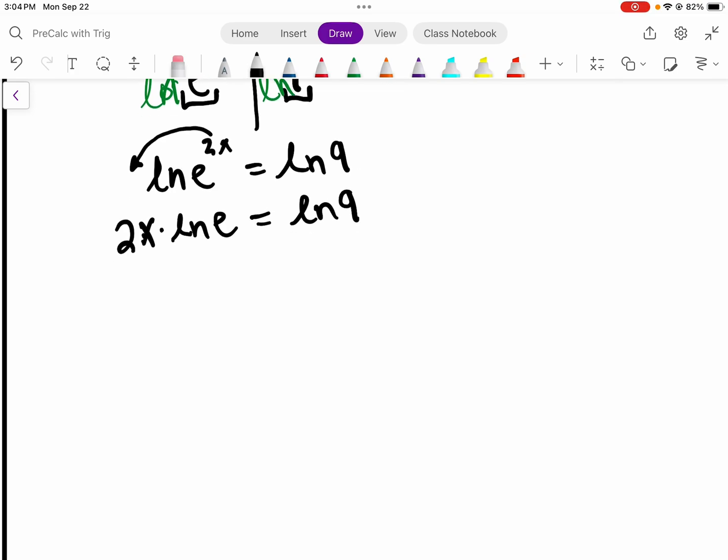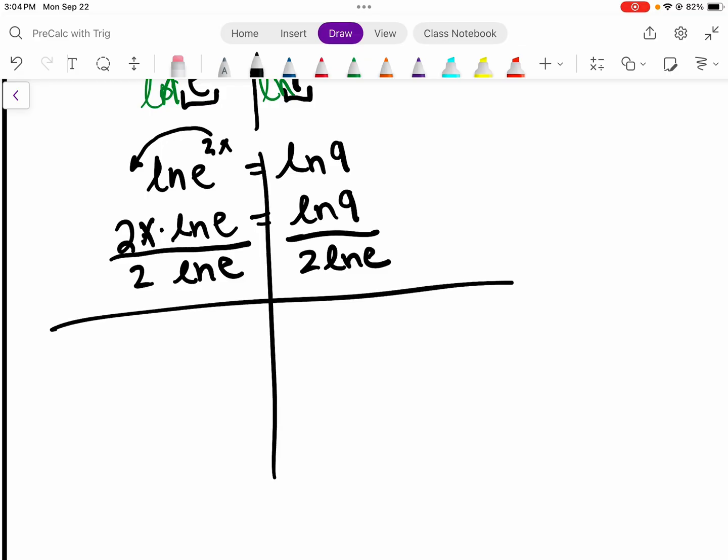How do we do this? Well, we need to get x by itself, so I need to get rid of the 2, and I need to get rid of the ln of e. So we're going to divide both sides by 2 and natural log of e. Okay, cool. So obviously that becomes a 1, that becomes a 1, and you're left with x is equal to the natural log of 9 divided by 2 times the natural log of e.